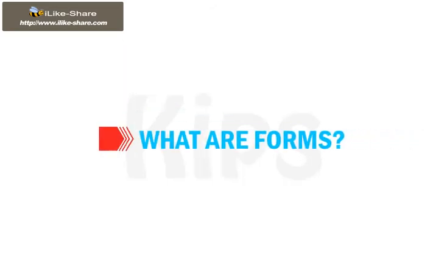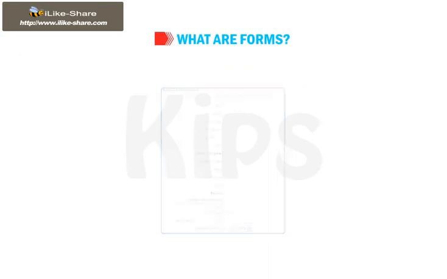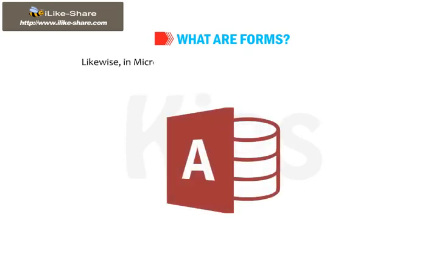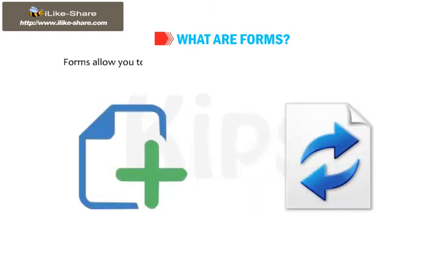Okay, let us understand what are forms. In general, a form is a piece of paper on which a user fills the required information in the specific field. Likewise, in Microsoft Access 2016, forms are quite similar to it. Forms allow you to add and update data in one record at a time in a table.